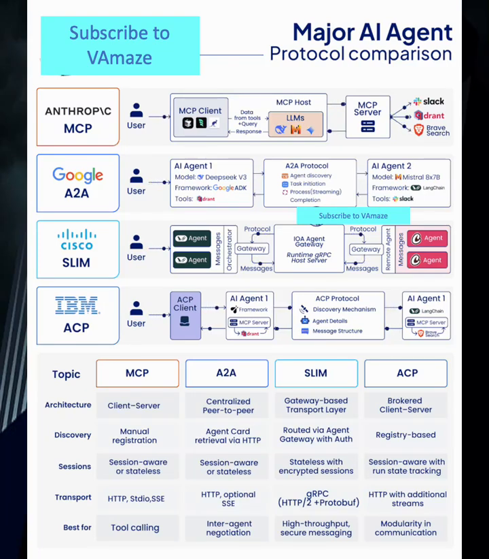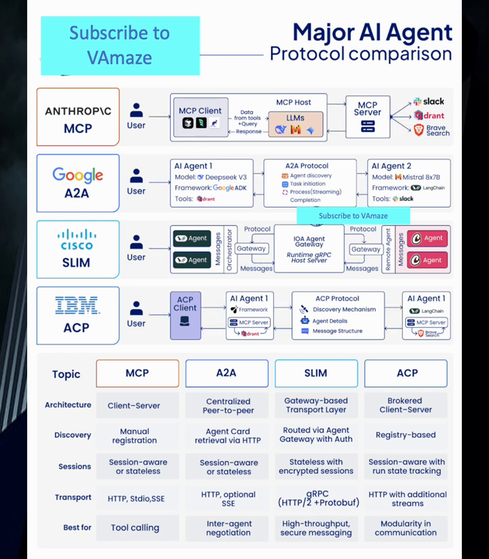Major AI Agent Protocol Comparison: The Future of AI Interoperability. Interoperability is not optional in AI agents anymore. As we move toward building the next generation of multi-agent ecosystems, the ability for different AI agents to communicate, collaborate, and share resources seamlessly has become a fundamental necessity rather than a nice-to-have feature.